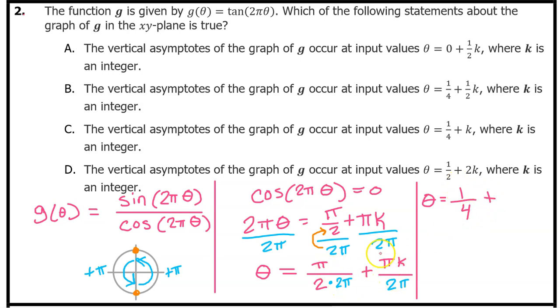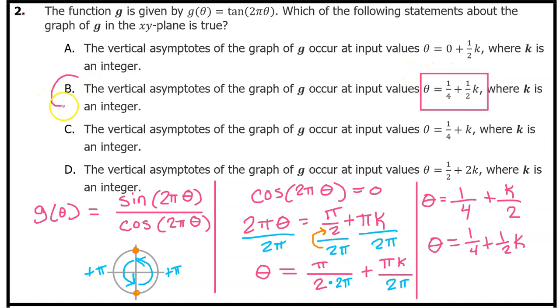In the second term, the pi's cancel out, and we just have k over 2. K over 2 is the same thing as 1/2 k. So this could be written as 1/4 plus 1/2 k. So that matches answer choice B. So the answer is B.